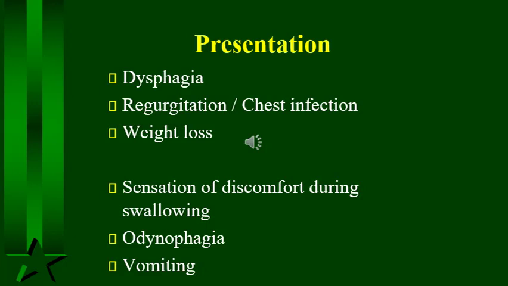Physical examination is inconclusive at early stages. In advanced disease, which is actually the more usual, there may be signs of wasting, malnutrition, and cachexia, hepatomegaly due to metastasis, and Virchow lymph node in the left supraclavicular fossa.